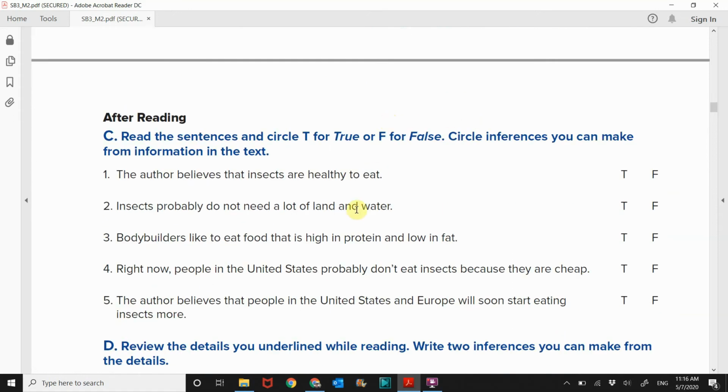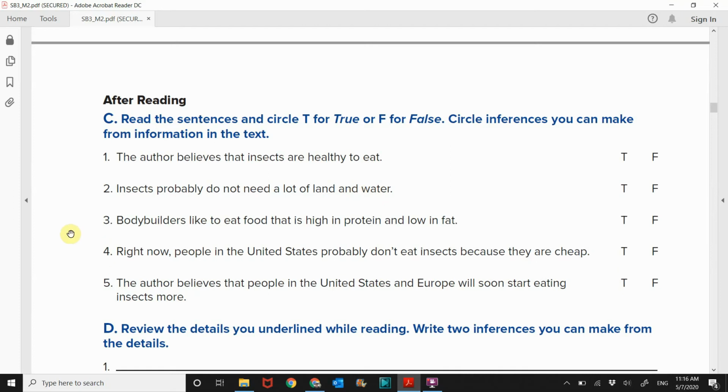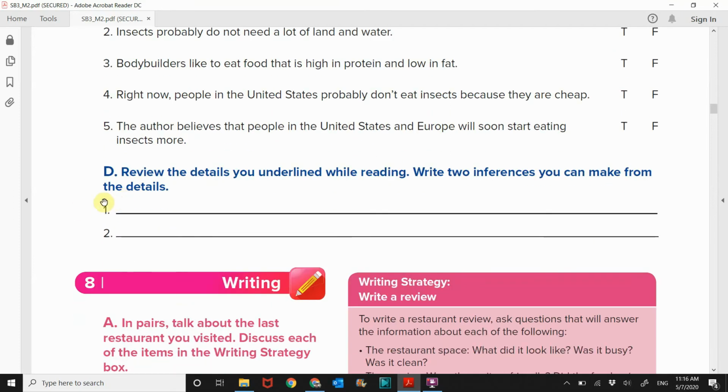All right, so that is exercise C. In exercise D, review the details you underline while reading and write 2 inferences. So ustedes necesitan escribir 2 oraciones que está del texto. So, eso es todo para esta sección.